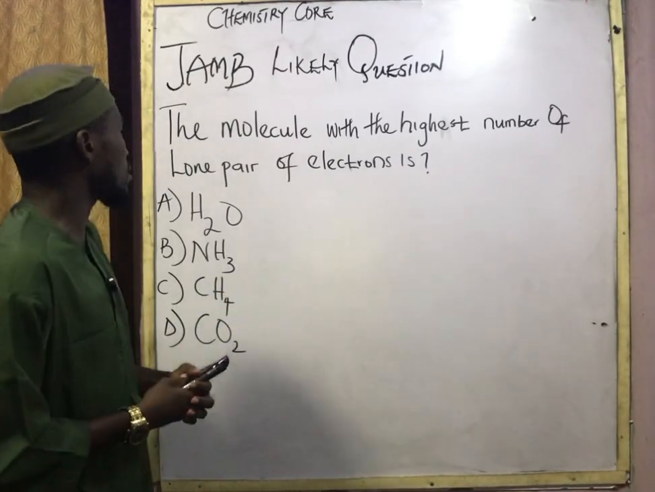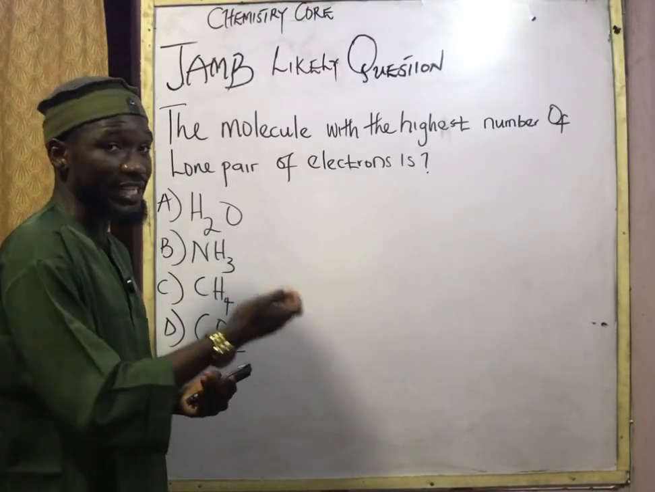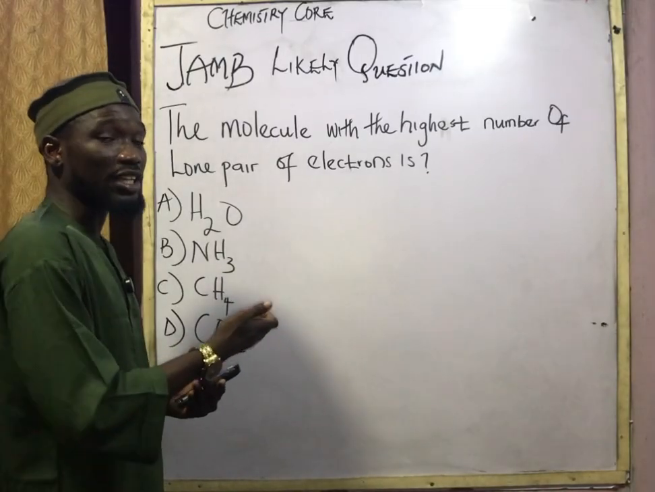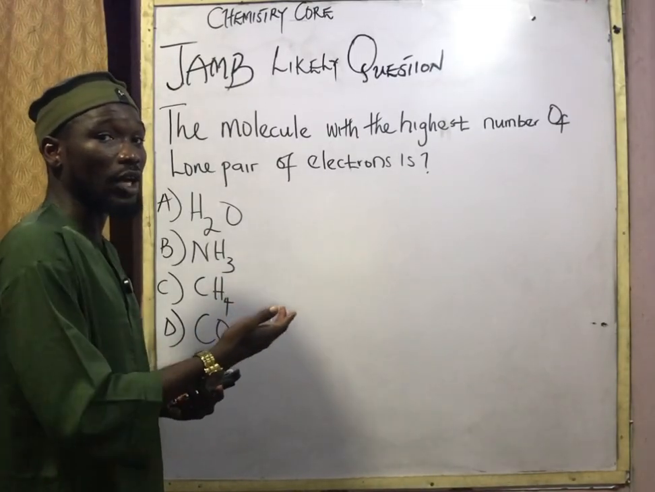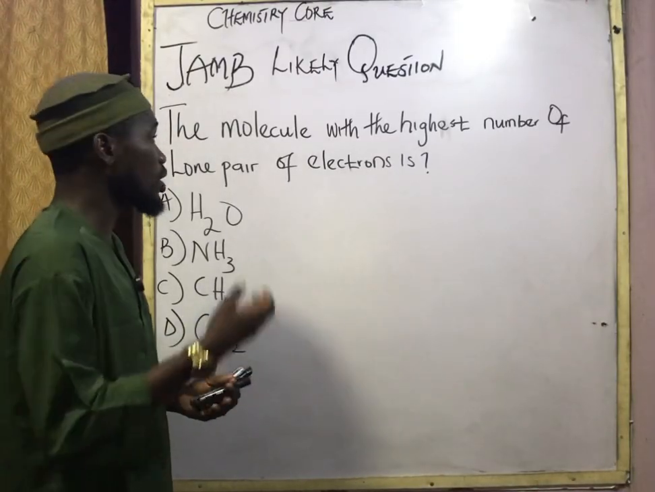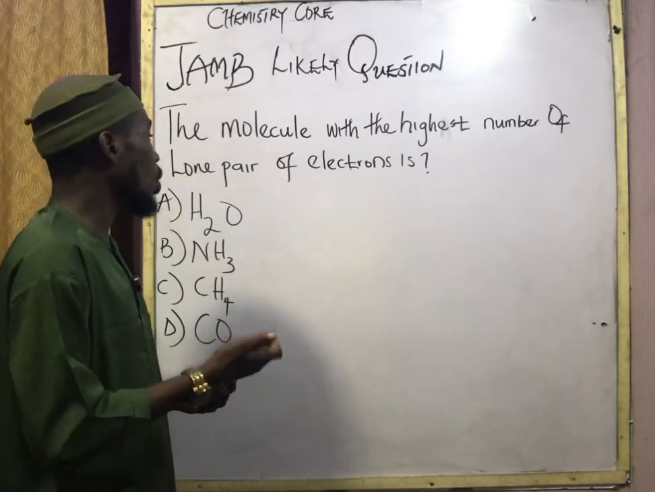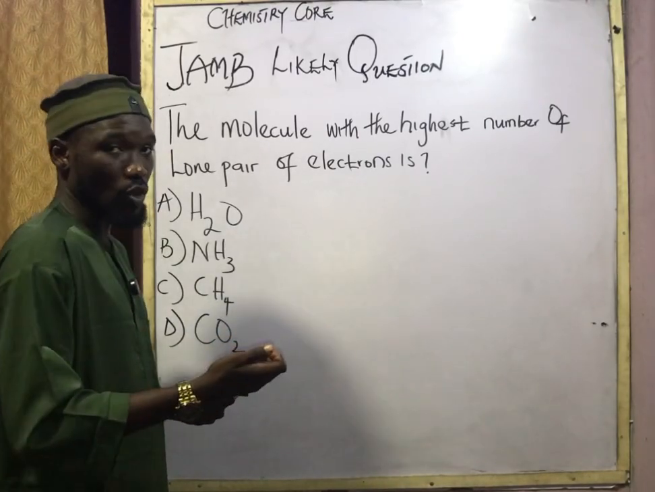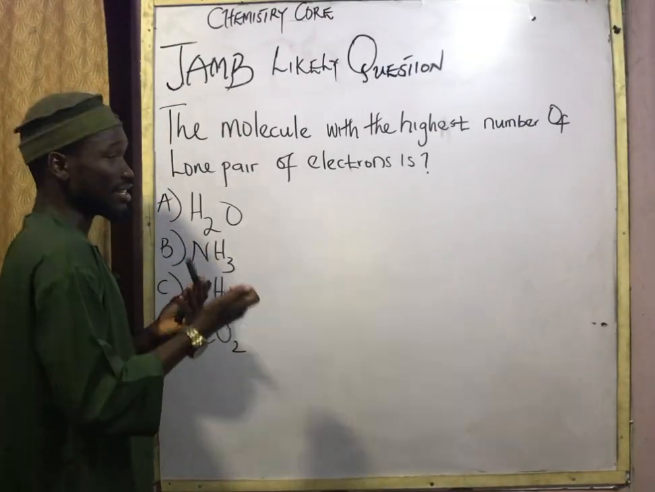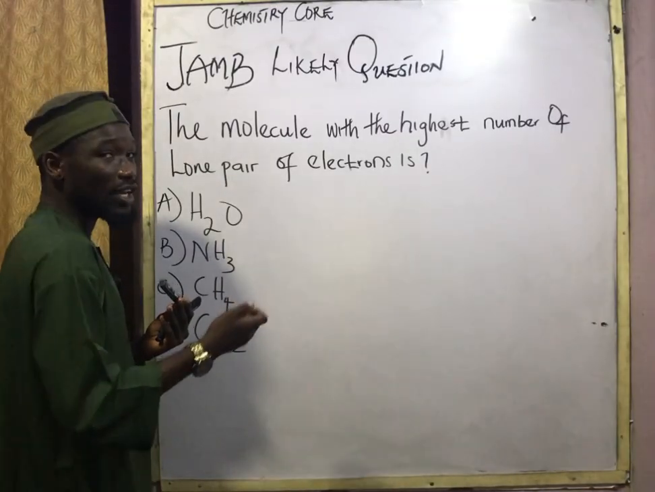Now, the question goes thus: the molecule with the highest number of lone pair of electrons is. I dropped a video last week where I explained how we can identify the number of bond pairs and the number of lone pairs. Today, we want to check the molecule with the highest number of lone pairs of electrons. We don't know it, so the first thing you need to do is take option A and see the number of lone pairs and the number of bond pairs we have there.